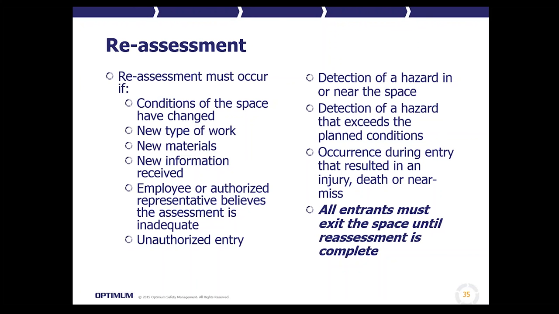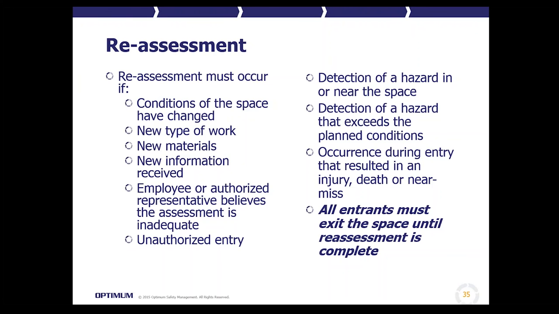There's the detection of a hazard near the space. We've got work going on outside that could now be causing gases to drip into our space. We've got to reassess and figure out what we're going to do with that. Detection of a hazard that exceeds the planned condition, or any occurrence during entry that resulted in injury, death, or a near miss, obviously we're going to want to shut down work, get everybody out, and do a reassessment to make sure that we're controlling all of those hazards and we're not going to get anybody else hurt.